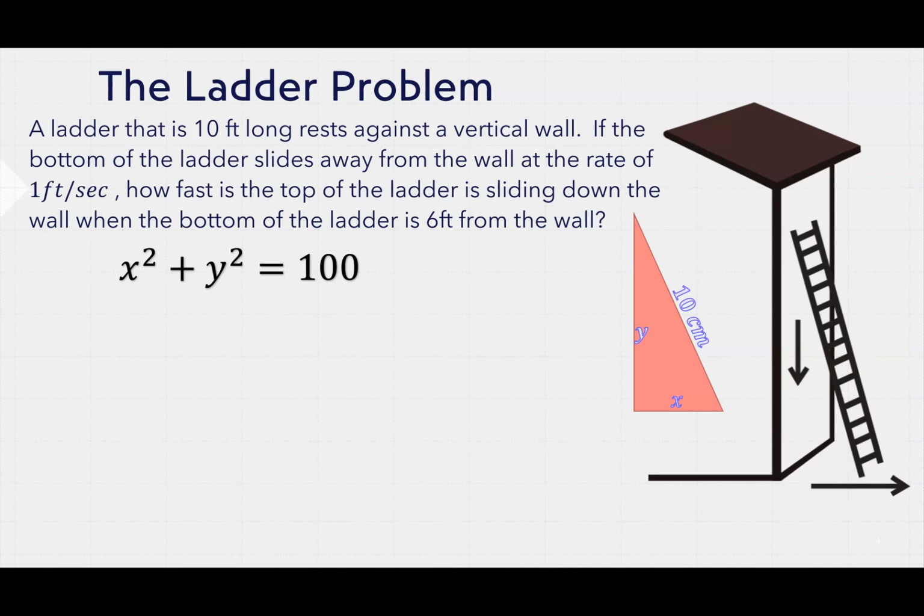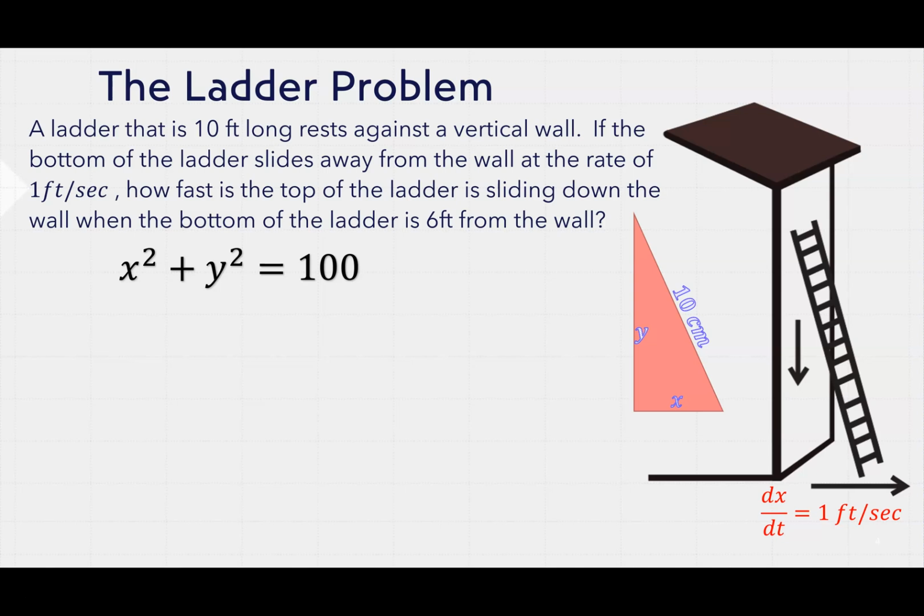Now, when we keep looking, we see the problem states that dx dt, meaning the rate at which the bottom of the ladder is sliding away from the wall, is 1 foot per second.